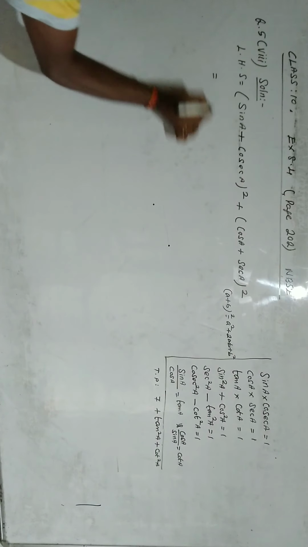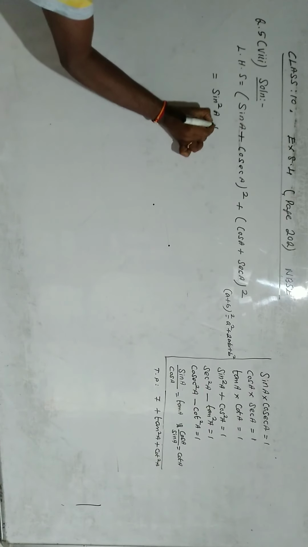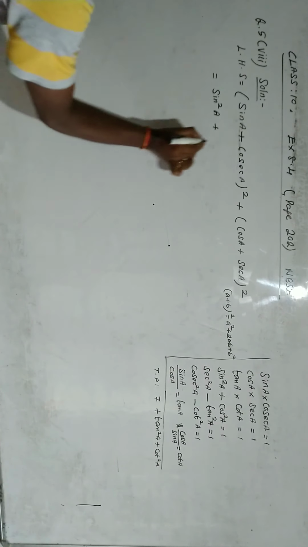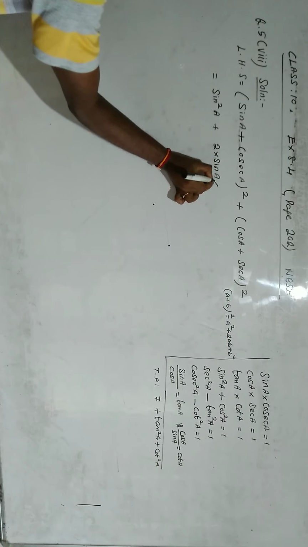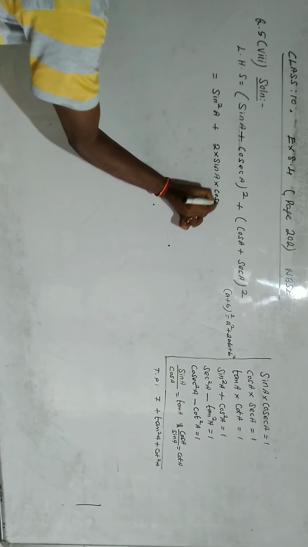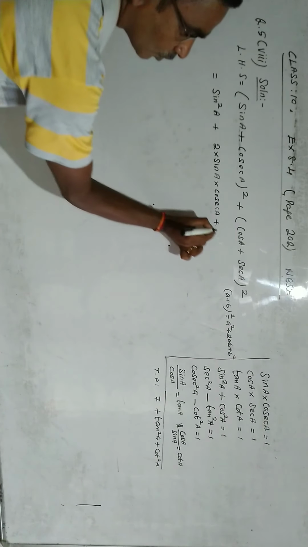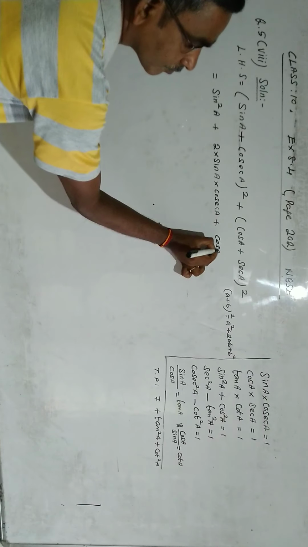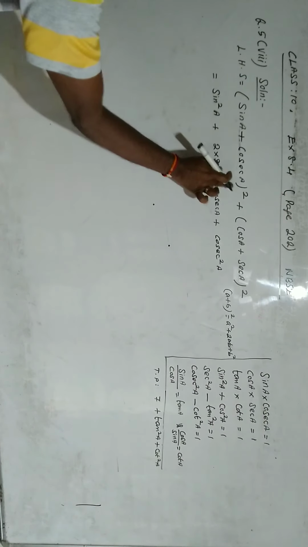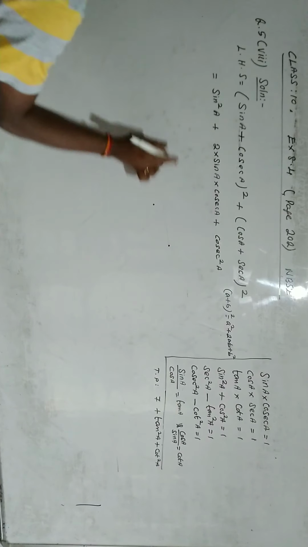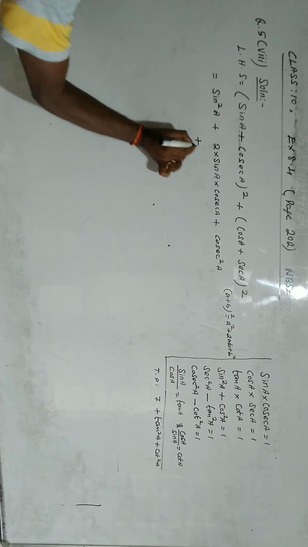Sin a plus cosec a the whole square becomes sin a the whole square, that means sin square a, plus 2ab, 2 into sin a into cosec a. Now b square, cosec a the whole square, that means cosec square a. So I apply this formula a square plus 2ab plus b square. Again it is a plus b the whole square. The same format you can make.